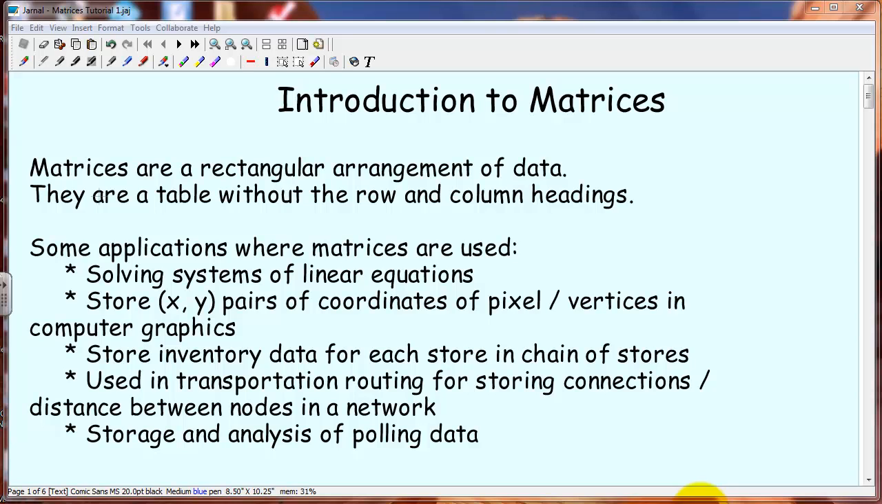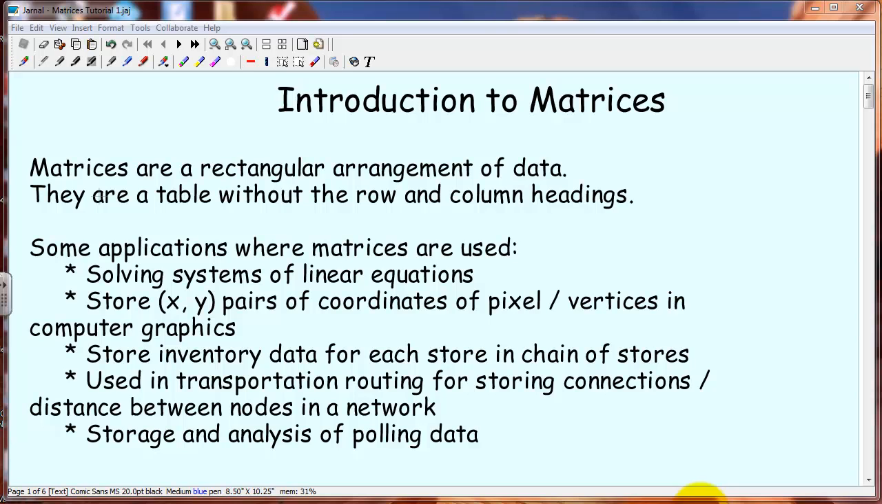We'll also do an activity in class where we do a simple graphics application. We will be storing the coordinate pairs, the x and y pairs for a picture, the vertices of a picture, inside of a matrix. And using matrices we can rotate the picture, we can enlarge it, we can move it around the screen. So matrices are used in a lot of computer graphics applications.